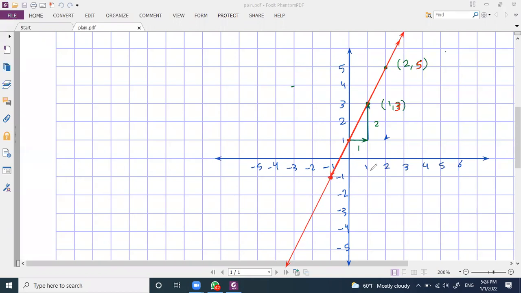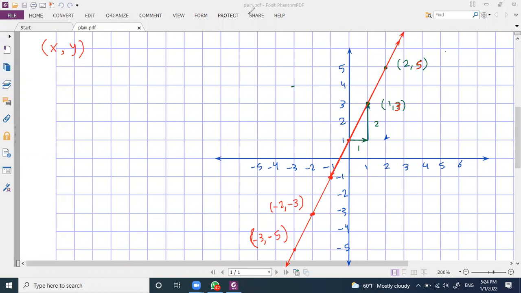This point is (-1, -1), and this point satisfies the relation because it is on the straight line. This point is (-2, -3). And this point, for instance, is (-3, -5). We start with x because the ordered pair is x and y: x firstly, then y secondly.